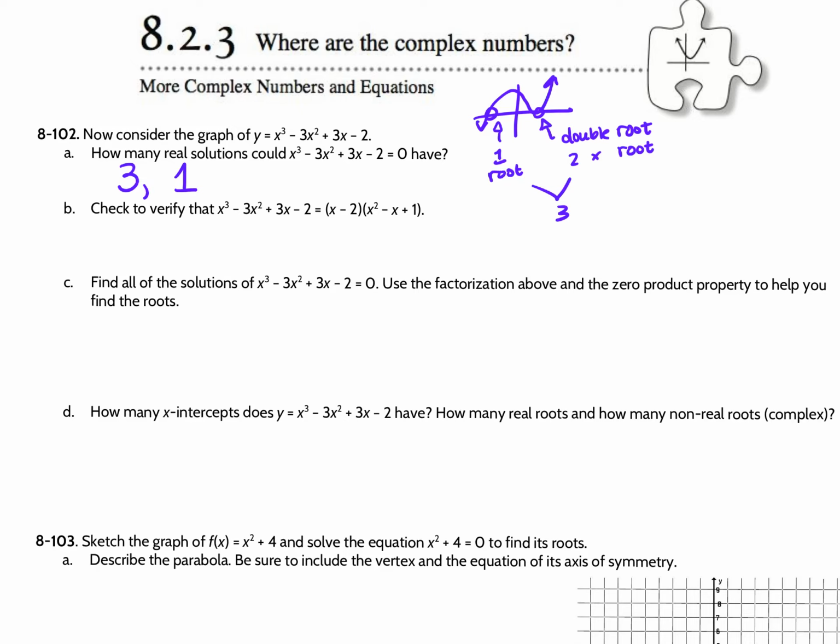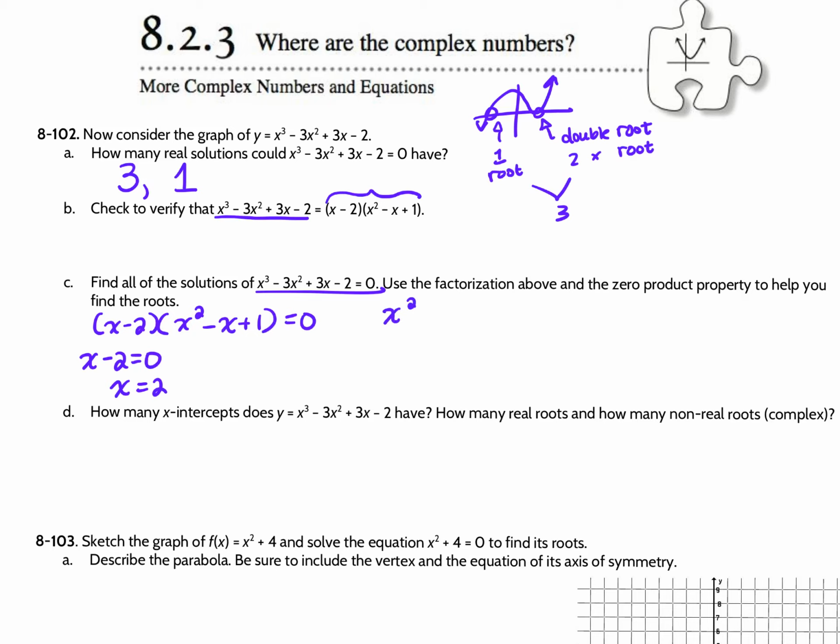We don't have to check this. I'm just going to tell you that this expression does factor to be this. Just believe me. If you want to check it, go ahead. You'd have to multiply everything out, but we're not going to do that. So what I want you to do next is to find all of the solutions for this expression. And to do that, we're going to use that factorization that we have up above, and we're going to find the roots. So to do that, I'm going to set each factor equal to 0 and solve. So if I set x minus 2 equal to 0, I get x equals 2.